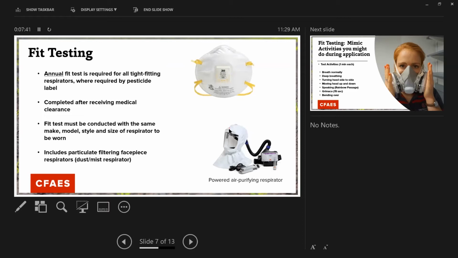Okay, and this does include the dust mist respirators, which are now called the particulate face piece respirators up here. You can't really see it with the sun coming through. So the fit test is not going to be required for the powered air purifying respirators because those aren't tight fitting, only the tight fitting.